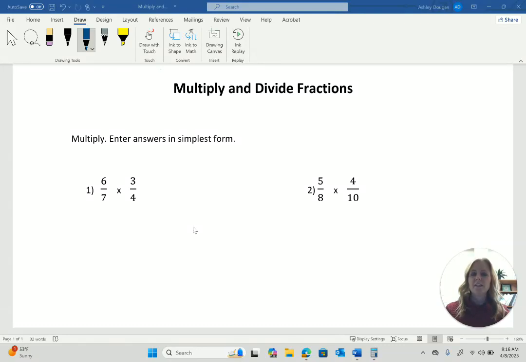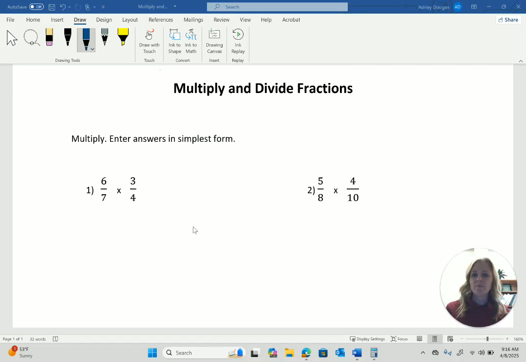We are going to look at how to multiply and divide fractions. The first couple of examples are multiplication. When you multiply two fractions, you are going to multiply straight across, meaning you're going to multiply the numerators together, then the denominators together, and then you'll simplify that fraction if needed.